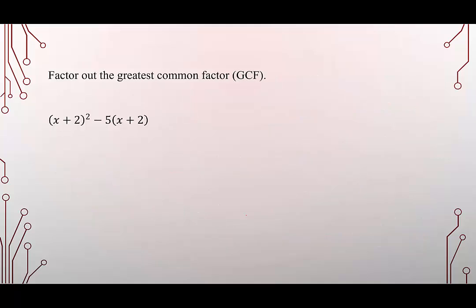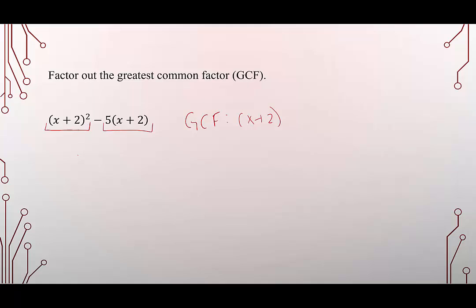Okay, how about this example? What are we going to do here? We want to factor out the greatest common factor. What is the greatest common factor here? So first, let's ask ourselves, how many terms do we see? I see 2 terms. One term is x plus 2 squared. The other term is minus 5 times x plus 2. Wait, I repeated myself, right? They both have a factor of x plus 2. So that's what I want to do. I want to factor out the factor of x plus 2.